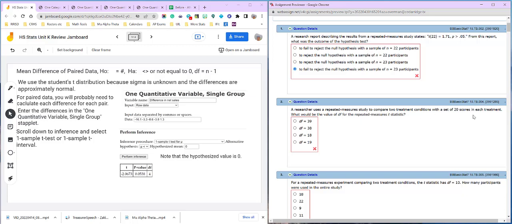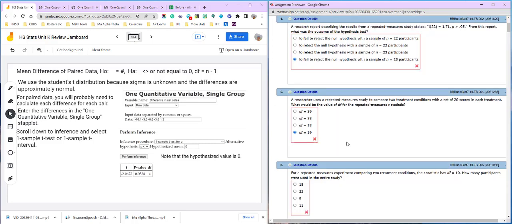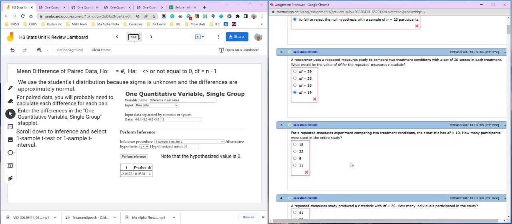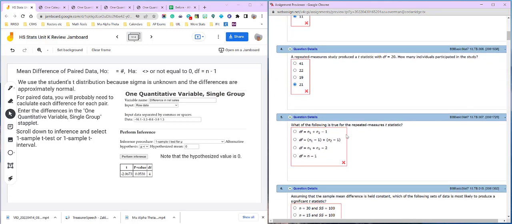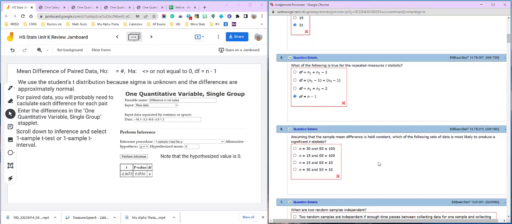So if you have a set of 20 test scores, your degrees of freedom are 19, okay? So you do 20 minus 1. And then here for repeated measures, an experiment comparing two treatment conditions. So I guess it's doing the same sample size. The degrees of freedom is 10, so your sample size is 11. So you just need to know that degrees of freedom is always one lower than your sample size. Now, for the statement that is true for repeated measures of the t-statistic, you would just say degrees of freedom is n minus 1.